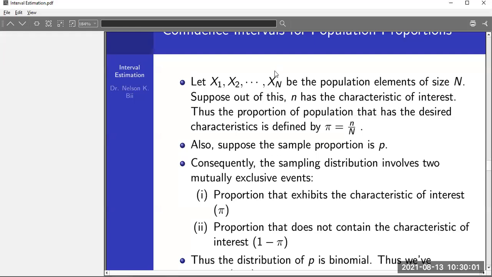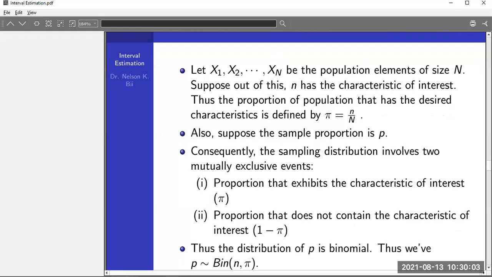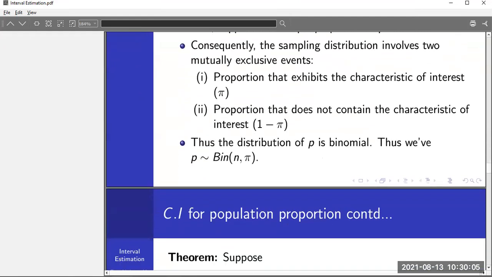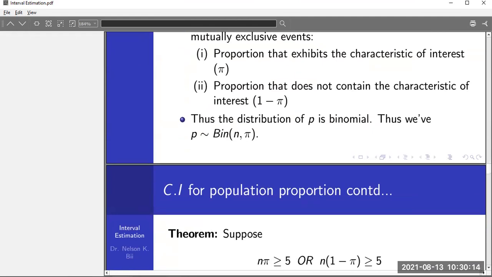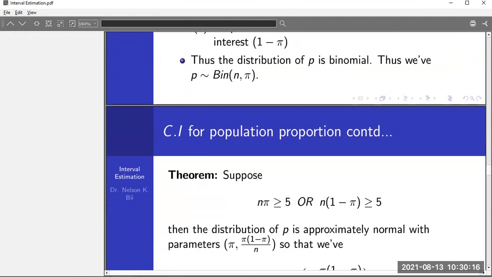So this is Roman 2, that is xn. Then the sampling proportion has a binomial distribution with parameters n and pi. Yeah, so let's look at this theorem.